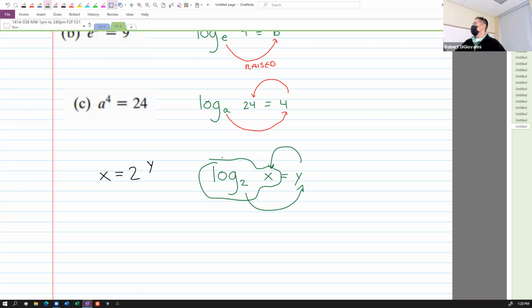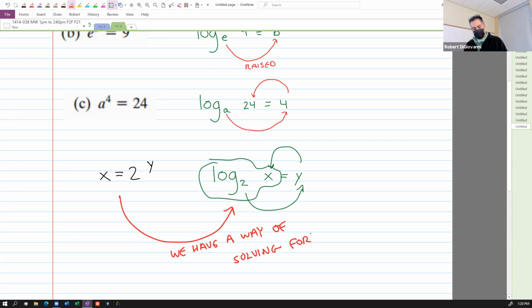The main point, the big point that I want you to take away from this is that now we have a way of solving for the y. We have a way of getting the y out of the exponent and down by itself, but it requires we introduce this thing called a logarithm to do it. All right, any questions on the loop and just the notation and converting back and forth? We're all good at home? Y'all okay? Yes, sir. Okay.